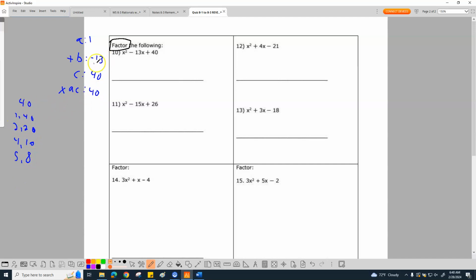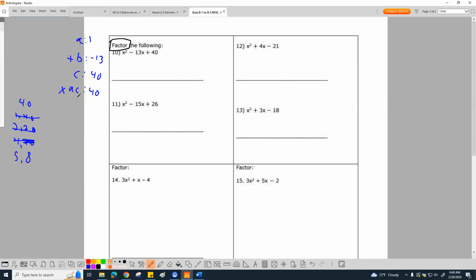1 times 40 is 40, but there's no way I can add or subtract to get up to 13. So this one's out. 2 and 20 is 40, but there's no way I can add or subtract these to get to 13. 4 and 10, they do multiply to 40, but to add and subtract, it's either going to be 14 or 6. That's not good. Oh, check it out. 5 plus 8 is 13, and 5 times 8 is 40.